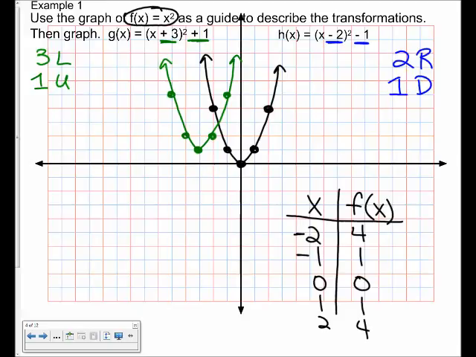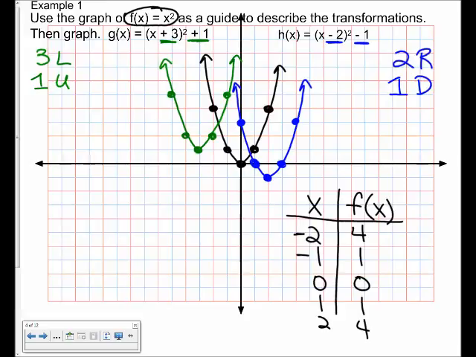All right? So I'm going to go back to the original, my 5 black points, and move them 2 to the right and 1 down. So 2 to the right and 1 down. And there is my new function. Again, if I did this correctly, it should look no different. So all 3 of these should look exactly the same. All I've done is shifted them up, down, left, or right.